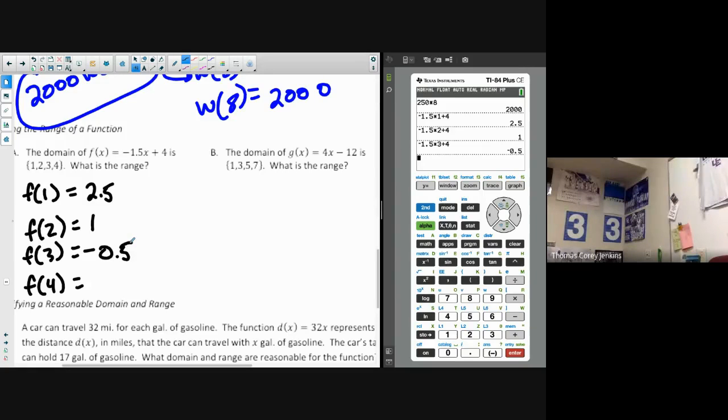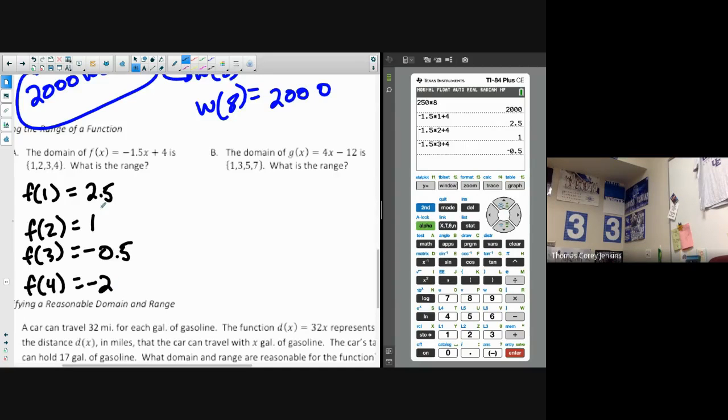And now we start to see a pattern, right? We're decreasing by 1.5 every time. So if I just follow that pattern, then that would tell me that 4 is going to go to negative 2, right? And obviously I could just punch that in. You don't have to necessarily see the pattern and follow the pattern.